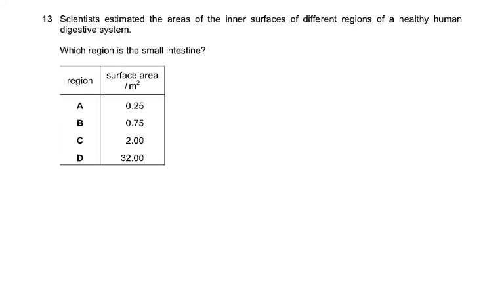Scientists estimated the areas of the inner surface of different regions of a healthy human digestive system. Which region is the small intestine? This is sort of a weird question, but the answer was very simple. It has to be the largest surface area in meters squared. So that's why the answer was D. It's very long. It has the villi, the microvilli, and a large surface area exposed for digestion and absorption. The small intestine is where all the digestion and absorption is going to take place. Nothing is absorbed in the large intestine except water and salts.